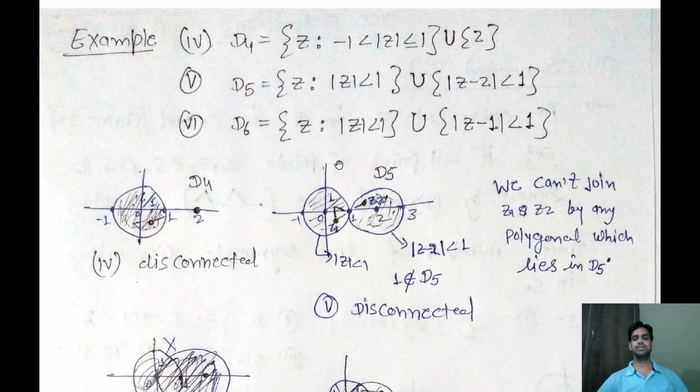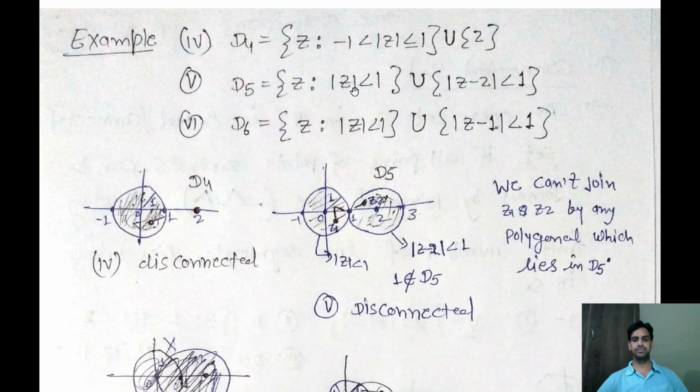And take another example: mod z less than 1 union modulus of z minus 2 less than or equal to 1. So this is the circle of radius 1 and this is the inside part. Now this is a circle of radius 1 and center 2. So the origin is here, we can count 1 and 2. So the inside region is this.